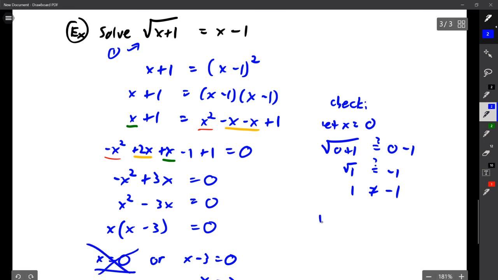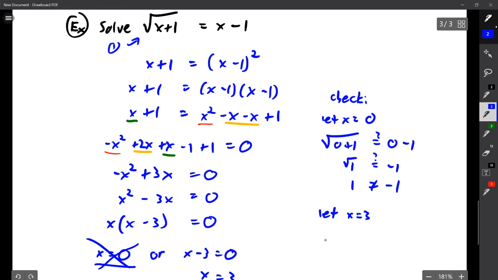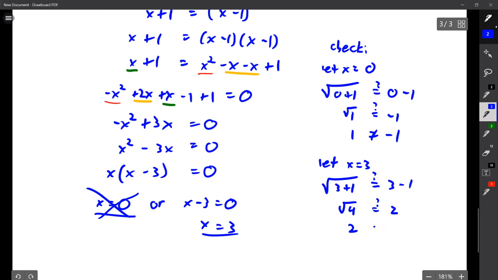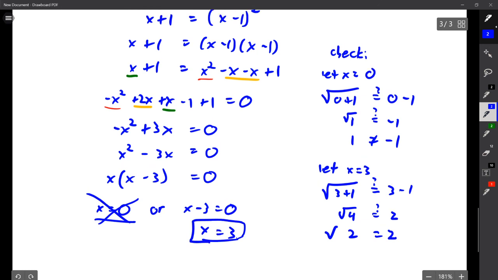Now let's check our other one. Because it is possible that neither answer works. That can happen. Let x equal 3. Okay, how about square root of 3 plus 1? Does that equal 3 minus 1? Well, this is the square root of 4. Does that equal 2? Well, square root of 4 is 2. 2 equals 2. So it checks out. So this is our answer.